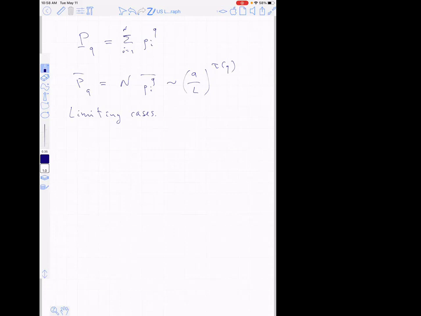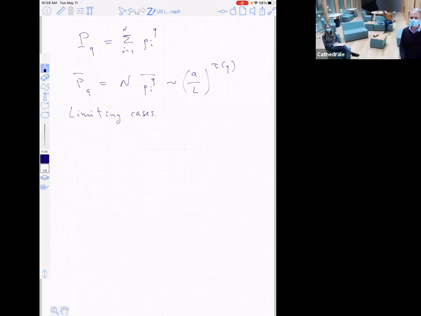I don't know. Anybody wants to add anything else? Well, I mean, now Slava brings up the Ising model.